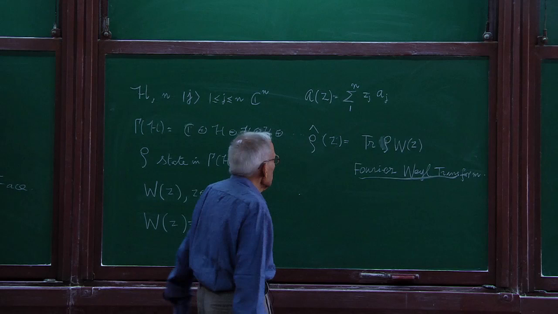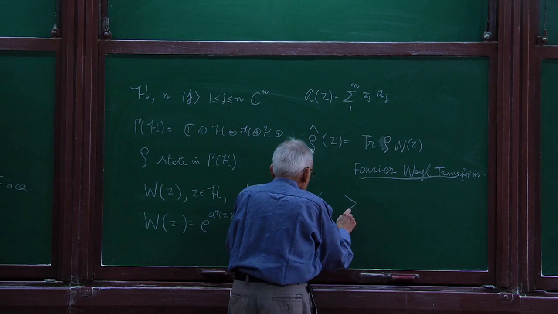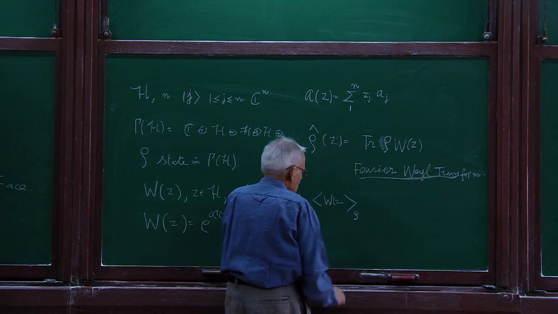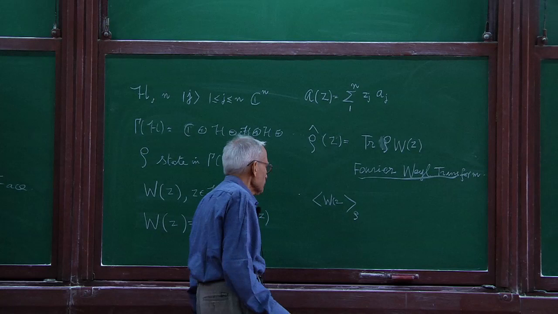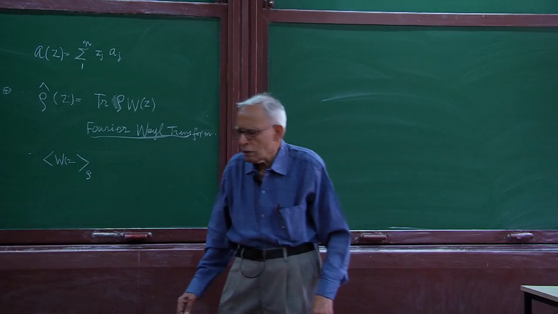And what is this rho hat(z)? This is nothing but the expectation, which I will denote by this symbol. It is the expectation of W(z) in the state rho. I will drop the rho whenever it is too much to write. And we all know the normal distribution and its Fourier transform. So in the same spirit, you can write down.